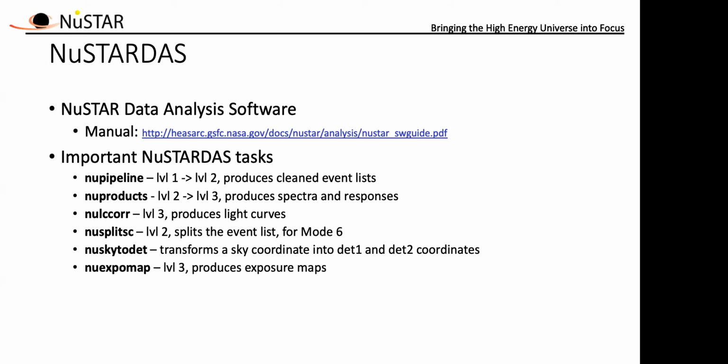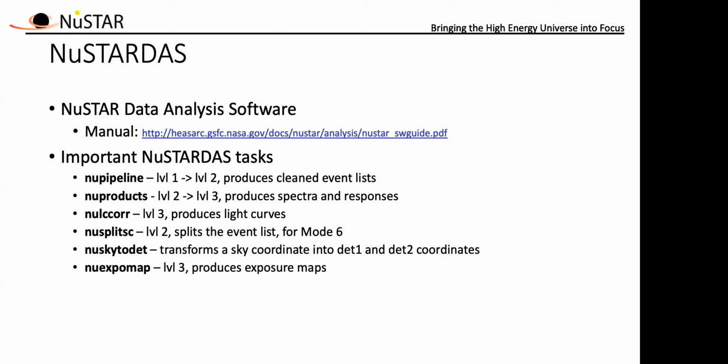And I'll do this step by step. I'll actually walk you through how to do this. So the first thing you do is you run NuPipeline on your level 1 data. Then you run nuproducts. So once you have the data products in level 2 format, you can now start extracting spectra, and you do that with the nuproducts command.